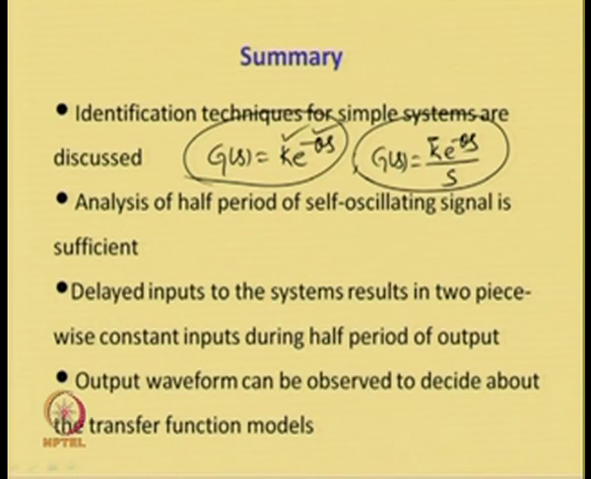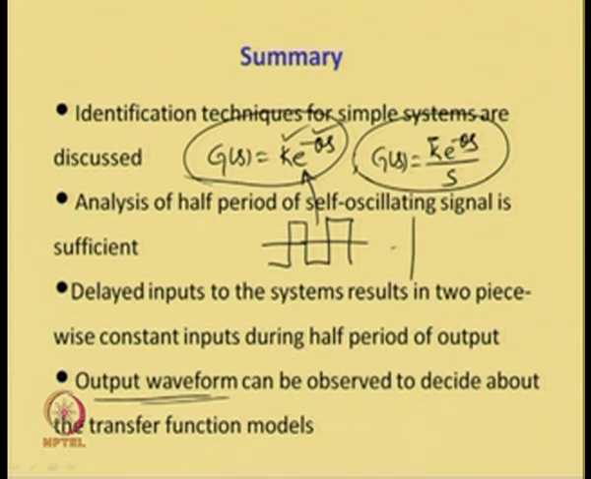That is due to the typical symmetrical characteristics of the relay, and the output waveform can be observed to decide about the transfer function model. When the output of a relay test is of rectangular type, then go for identification of such type of models, k e to the power minus theta s. Whereas, if the output of a relay test is yielding triangular pulses, then go for identification of the system of this form. We should not confuse with each other. Suppose the output is of this form, then this transfer function model should not be assumed for identification of dynamics of that system.